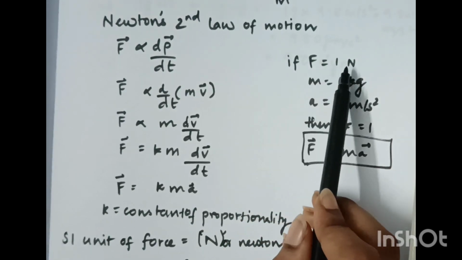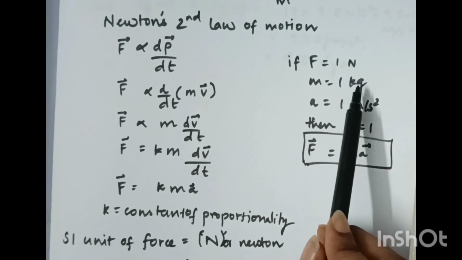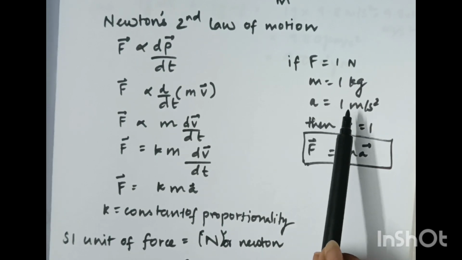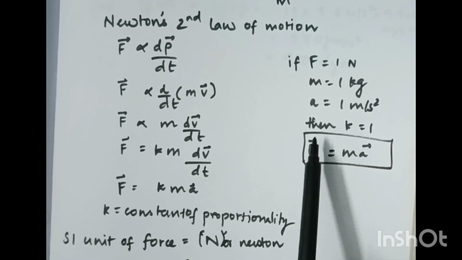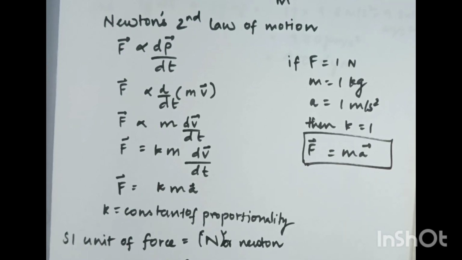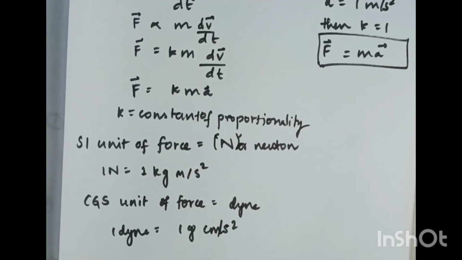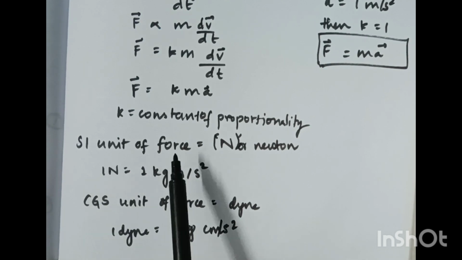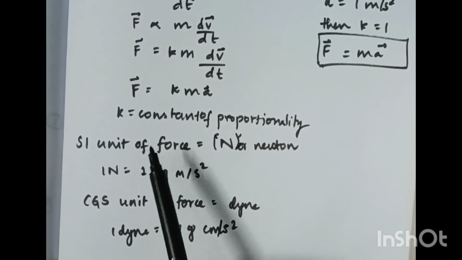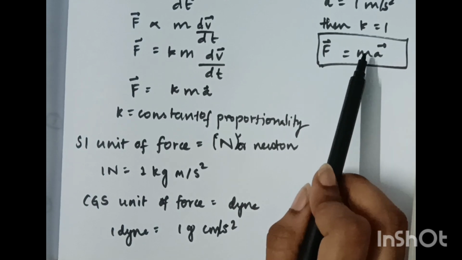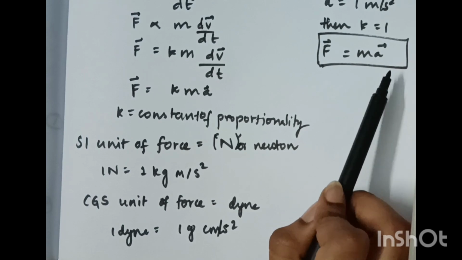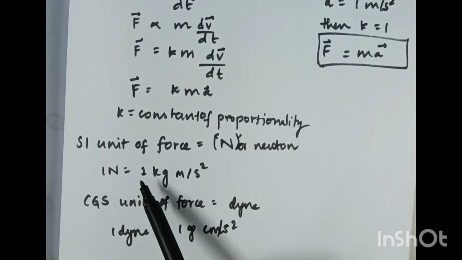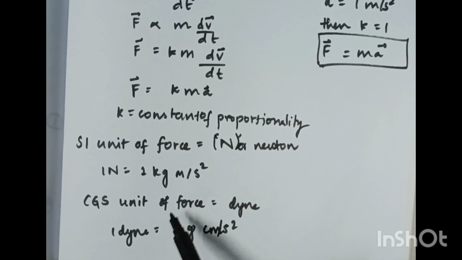Now, if force equals 1 Newton, mass equals 1 kg, and acceleration equals 1 meter per second square, then we can say k equals 1. Then F equals mass into acceleration. Now let us see about the units of force. The SI unit of force is Newton. We know it is mass into acceleration. Mass has unit kg, and acceleration has unit meter per second square. So we can write 1 Newton equals 1 kg meter per second square.